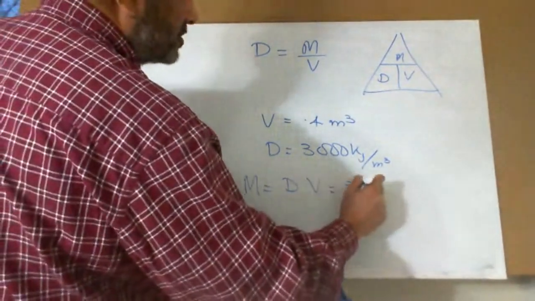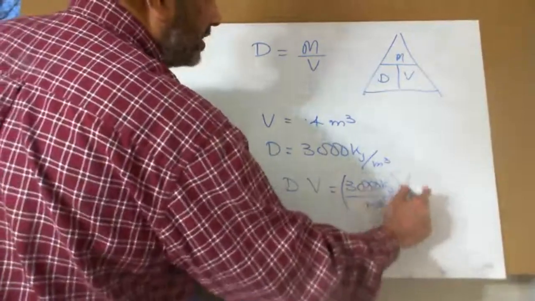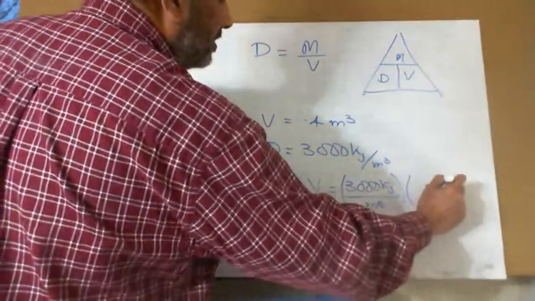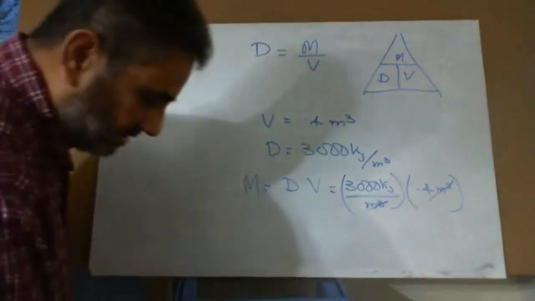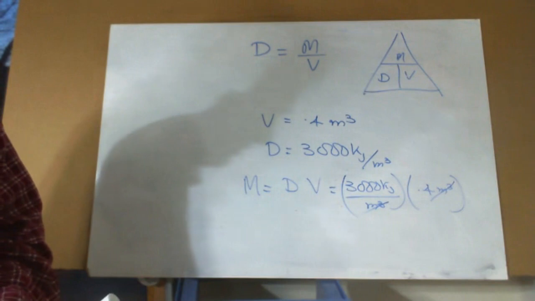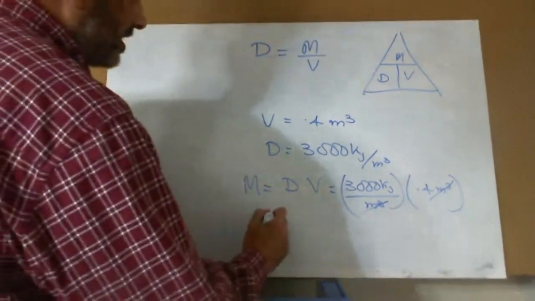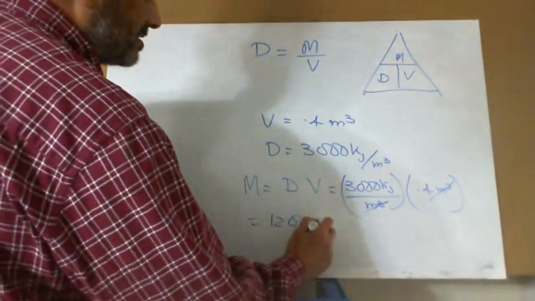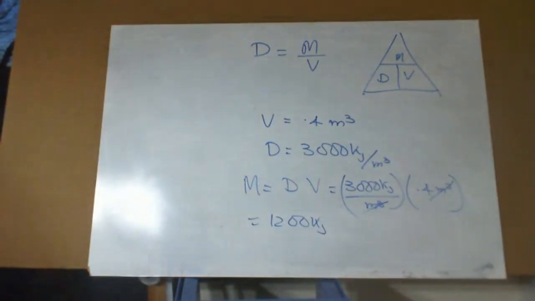Density is 3,000 kilograms per cubic meter, and the volume is 0.4 cubic meters, right? So 3,000 times 0.4, you get 1,200. So this is 1,200 kilograms, right? Let's see if we can do page 260.